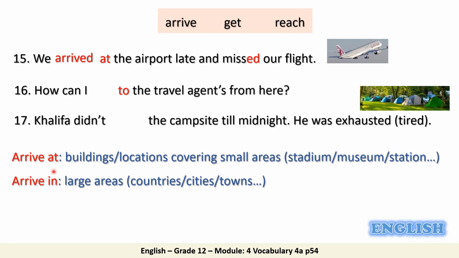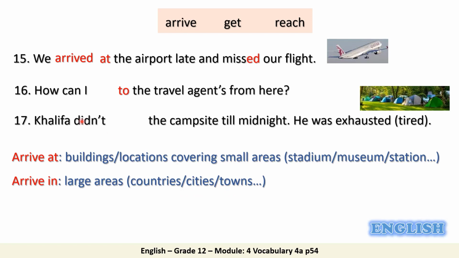Arrive at is used especially with buildings or locations covering small areas like stadium, museum, or airport in the sentence. Whereas we use arrive in especially when it is followed by large areas like countries or cities or towns.